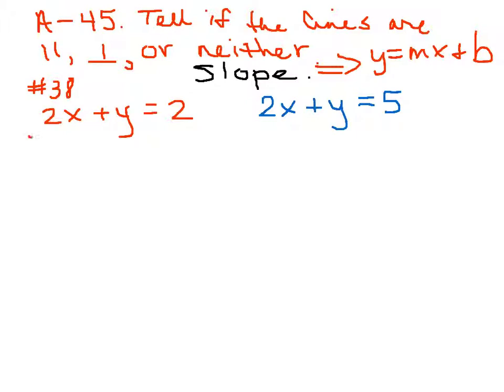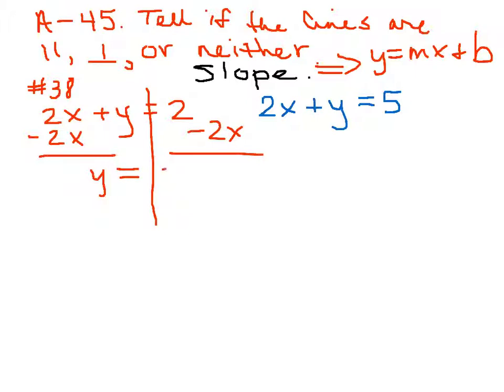So back over to this red equation, I'm going to subtract 2x from both sides. And because I love consistency, I'm going to write the x term first. And there we go. So in this equation, our slope is equal to negative 2, and our y-intercept, or our b, is equal to positive 2.